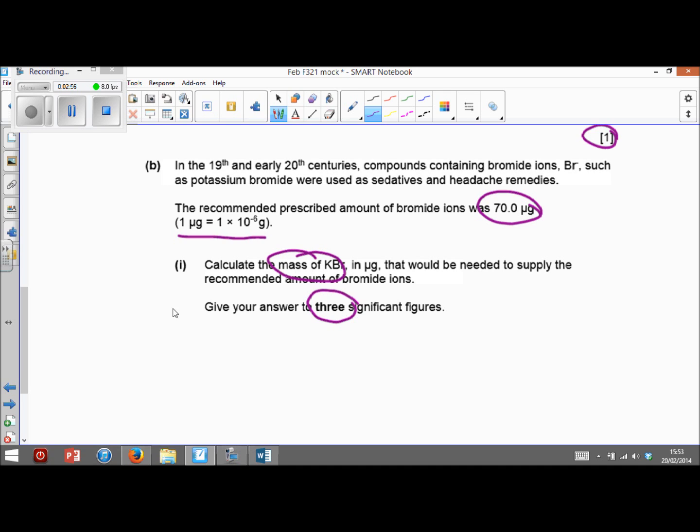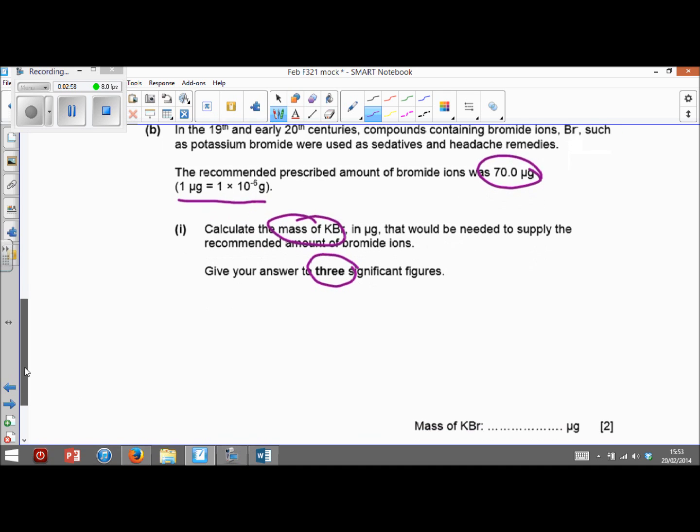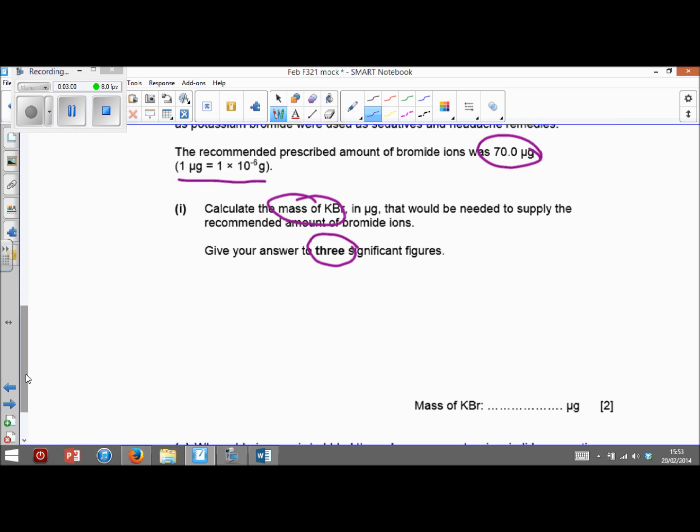These long answer questions sometimes put people off. But if you've got a mass, you can calculate moles. Yeah, it's giving you the conversion factor here. So 1 microgram is 1 times 10 to the minus 6 grams. So you must have 70 times 10 to the minus 6 grams of bromide. Okay. So how do we calculate moles? We use number of moles equals mass over Mr.